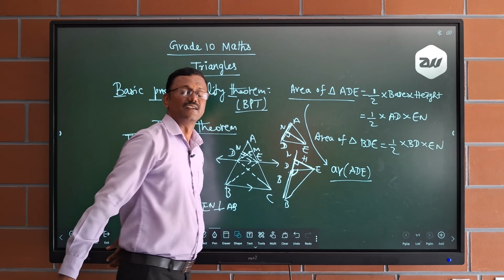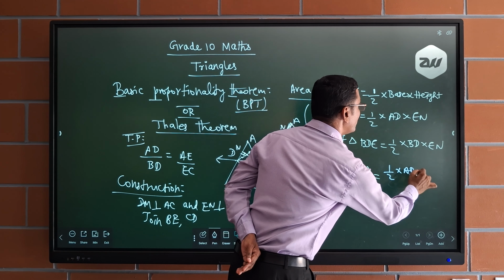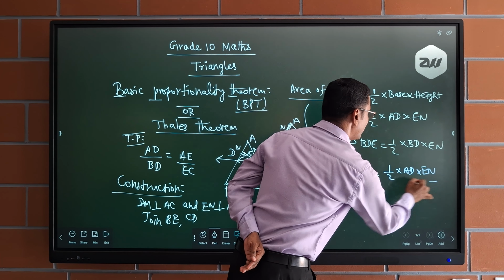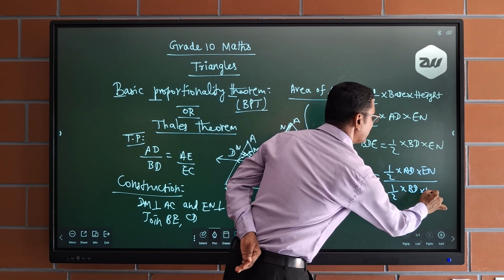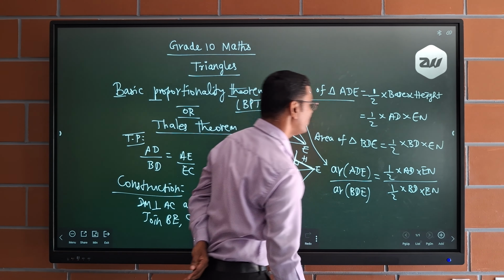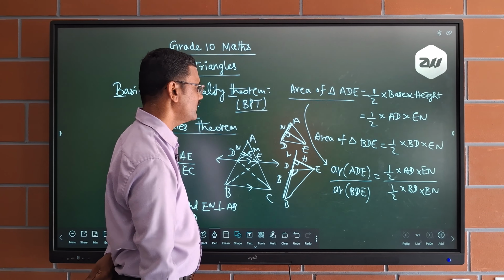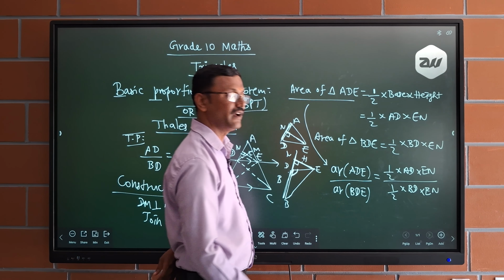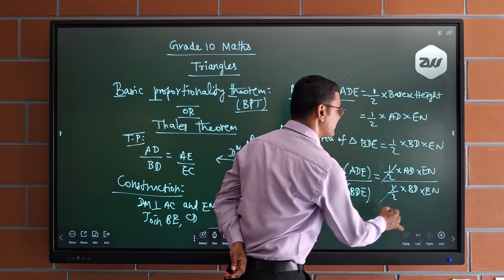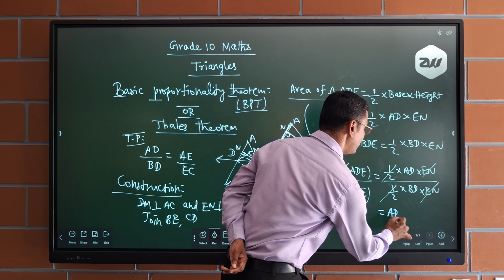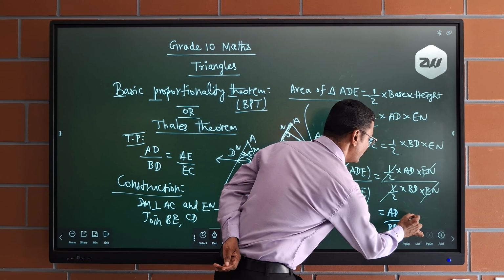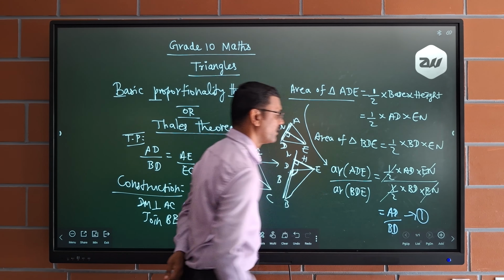Left hand sides I divided. Now I am going to divide both right hand sides. So half into AD into EN divided by half into BD into EN. Okay, BD into EN. Understood? So here I cancel half, cancel EN. At last what do we get? AD by BD. So this I name it as equation number 1.